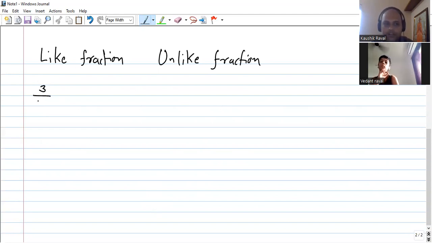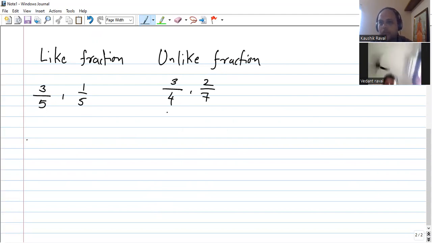3 by 5 and 1 by 5. So these are like fractions. Okay, and unlike fractions are the ones where the denominator is different. Say for example 3 by 4 and 2 by 7. These two are unlike fractions, like and unlike. Okay, clear about this?